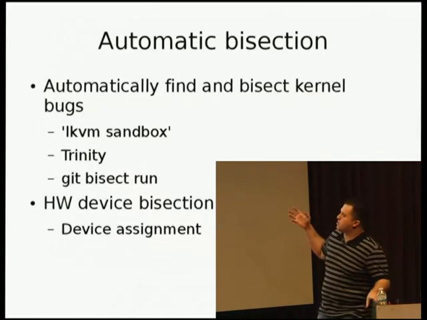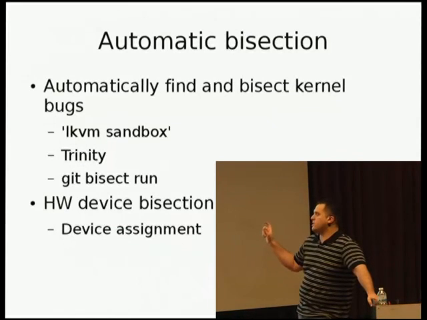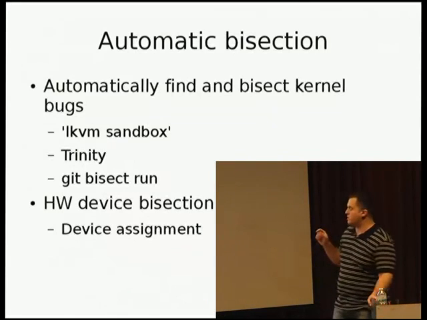And getting all of this to work together, we basically can now find bugs inside the guest since it's a sandbox. We can reproduce those bugs once we see how it happens, and we can use git bisect run to quickly find the commit which caused that bug.